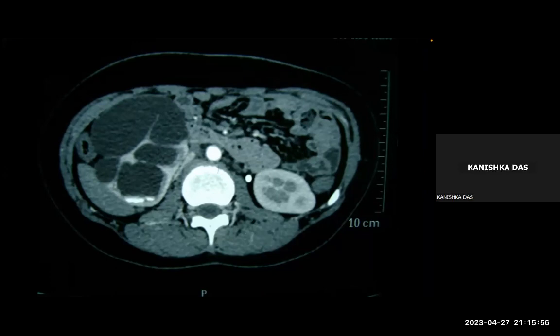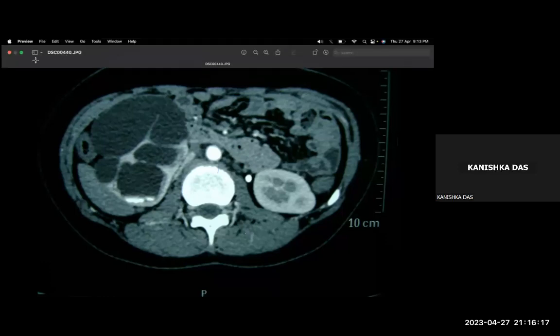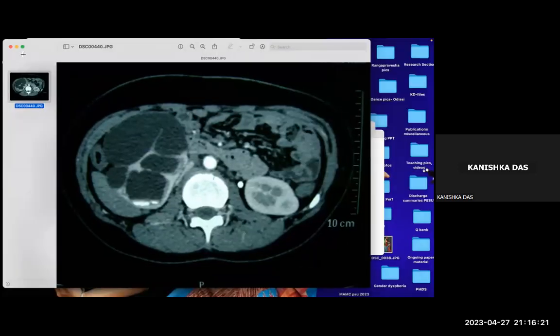Okay, you just tell me what you are finding. This is a 6-month-old child who has presented with an asymptomatic right flank mass. Only a part of the image is visible, sir. Let me, can you see now? No, sir, still not seeing.